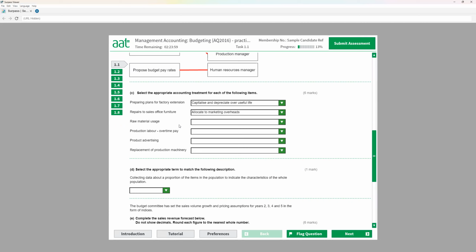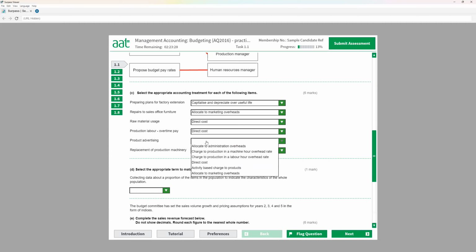Raw material used, direct labor, direct wages, this sort of thing is always direct cost. So direct cost, production labor, even if it is overtime, is still a direct cost. Remember that, unless the question says overtime will be treated as an indirect cost. But if the question doesn't mention anything, always think it is for a specific job, and in that case the overtime pay is also a direct cost.